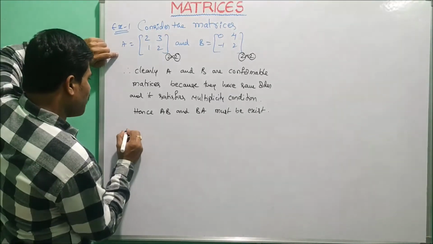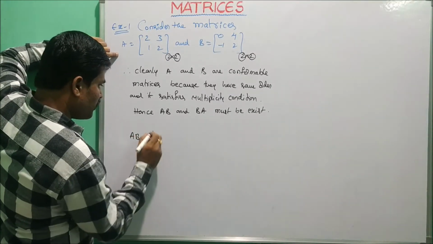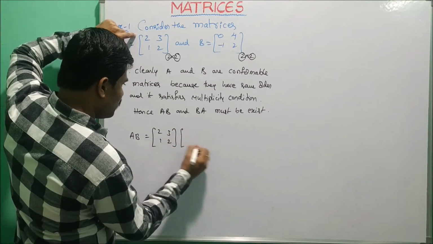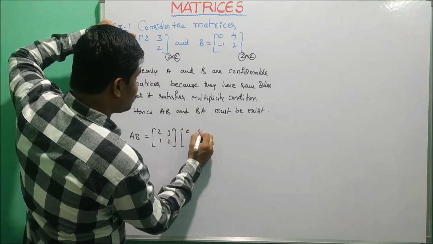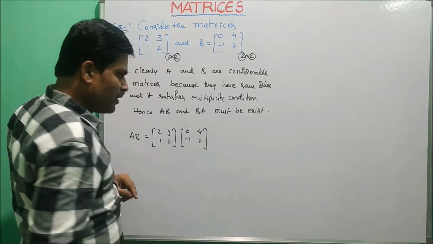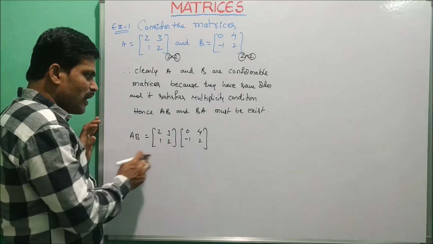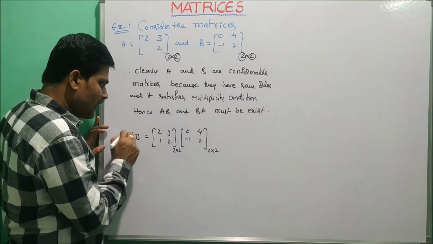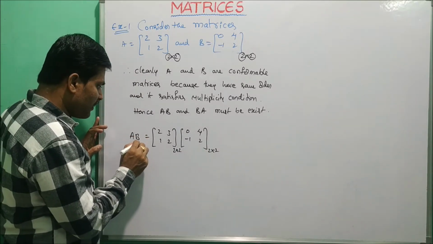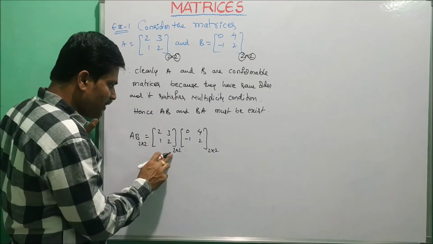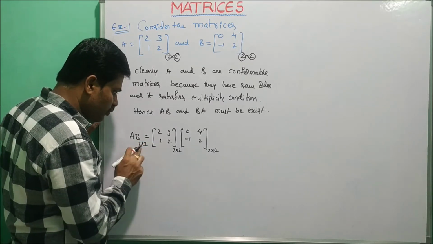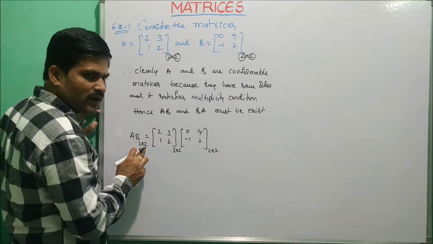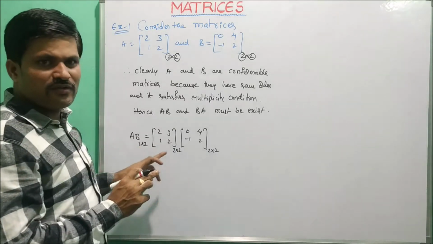So first we take AB. Now we write the matrix A, that is 2, 3, 1, 2 into the second matrix, the matrix 0, 4, -1, 2. Clearly we have to observe the order of the new matrix. This is 2 by 2. This is also 2 by 2. Therefore, the new matrix AB is of order also 2 by 2. Because the number of rows in the first matrix is 2, and the number of columns in the second matrix is 2, therefore the order of AB is 2 by 2.